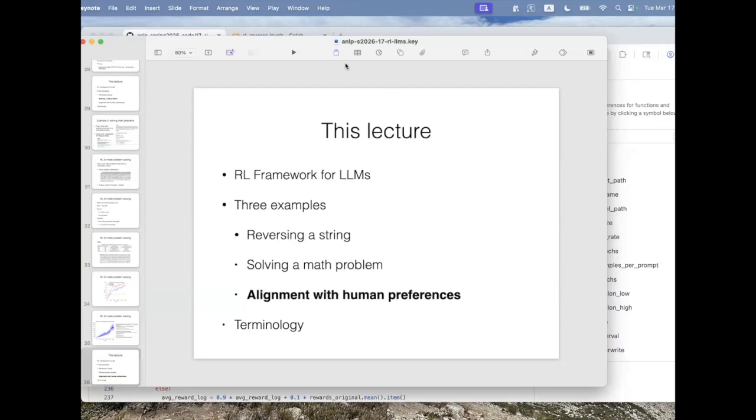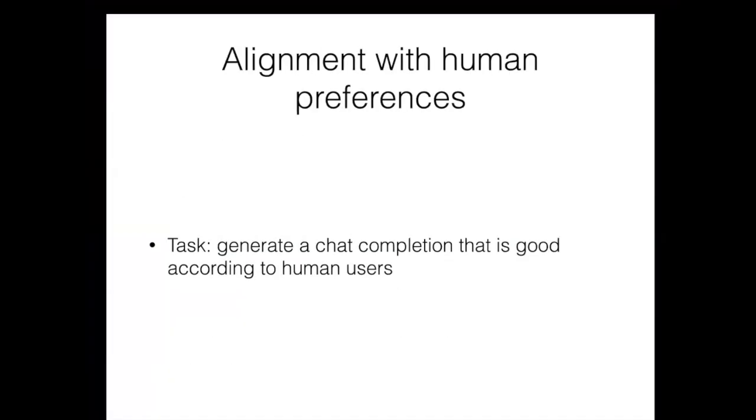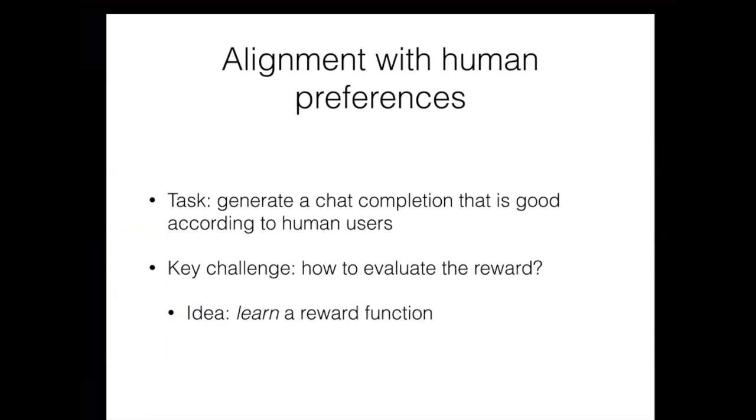Okay, so let me keep going. We might end up having to accelerate through this section, but hopefully I have enough time. In this third part, we're going to look at a separate setting where let's say you have a chat model. Now we're not just trying to solve problems, we want to generate chat completions that are good according to human users. The key difficulty here is how do you evaluate the reward? How do you say whether one output is good or bad according to a human user? So here we're going to have to actually learn some reward function.